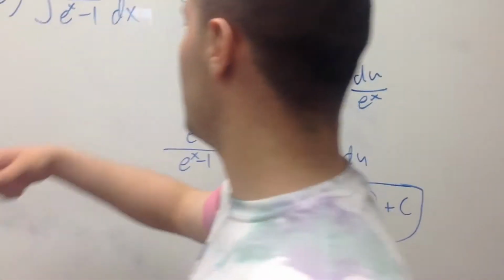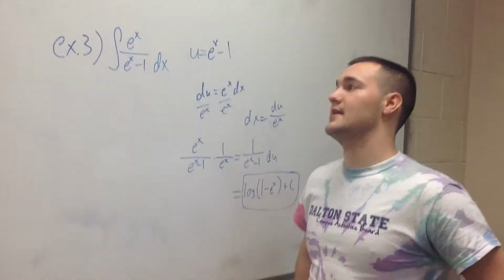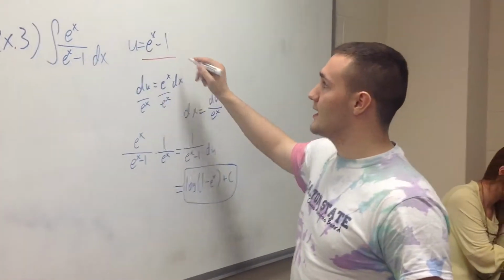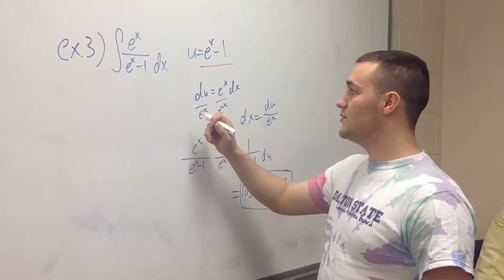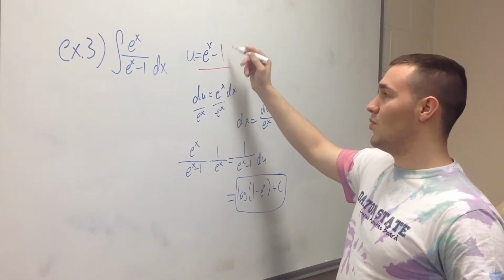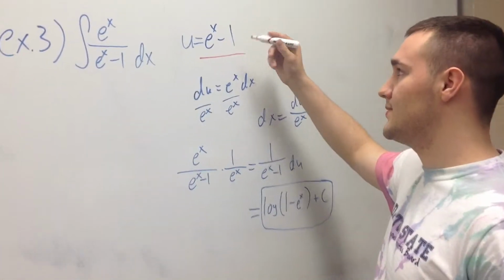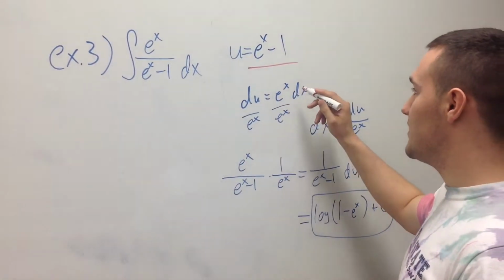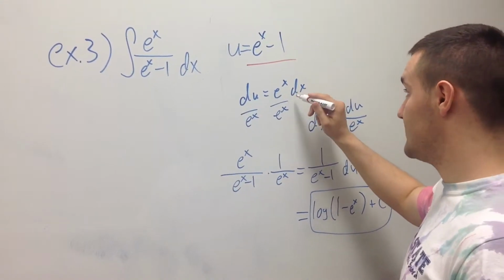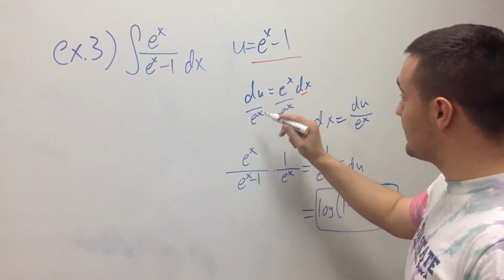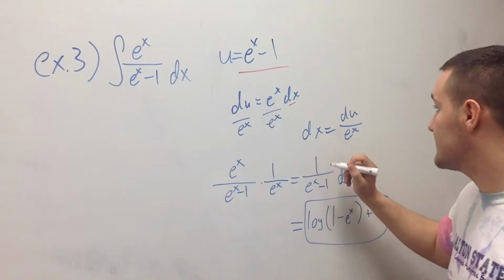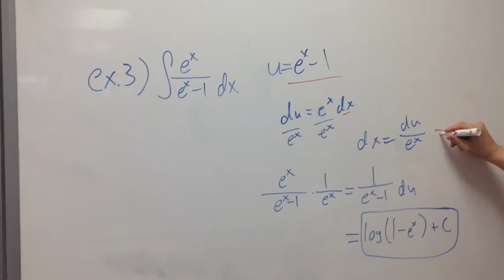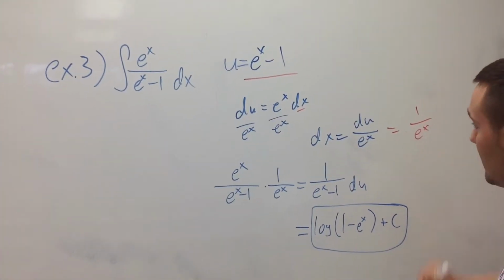One last example, the antiderivative of e to the x divided by e to the x minus 1. We're going to set our u to equal e to the x minus 1. Take the derivative of u, the minus 1 is a constant, that's just 0. E to the x is always e to the x when you take the derivative. So now you have your du equals e to the x times dx, and then you can divide both sides by e to the x to find out that dx is equal to du over e to the x. We can also think of this as 1 over e to the x.